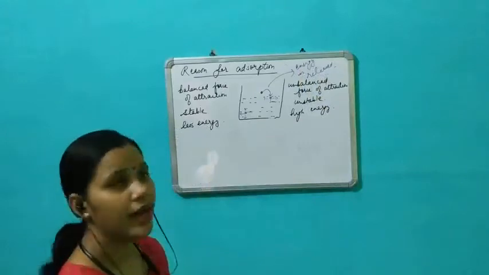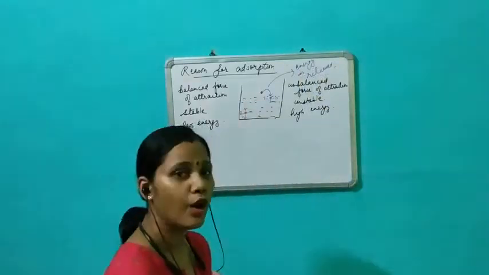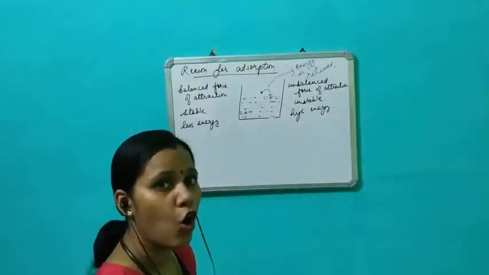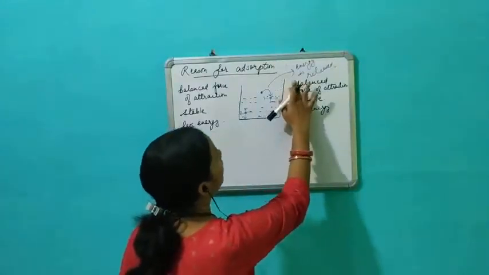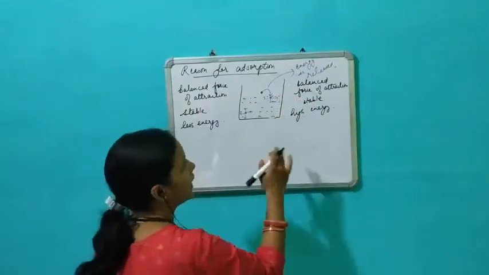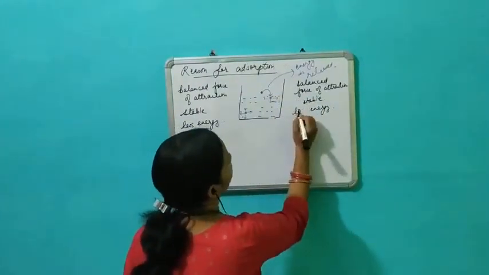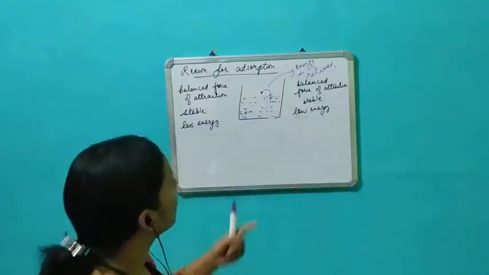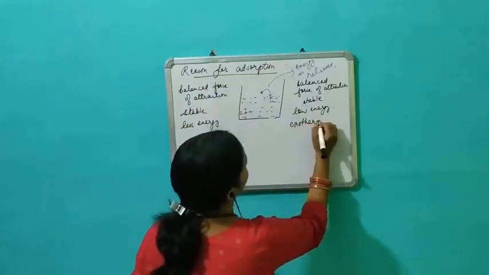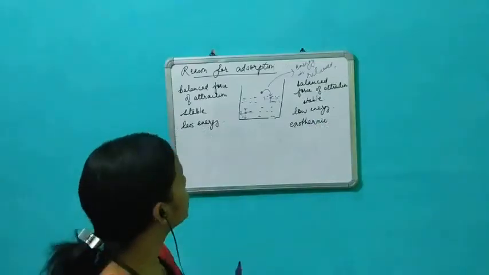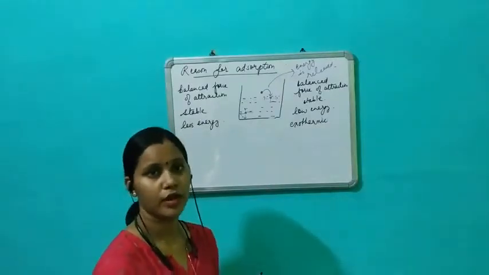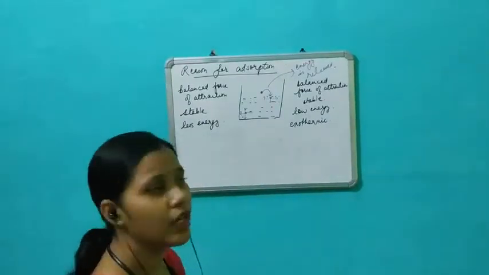Right. So now what will happen? If this molecule is absorbed by the other molecule, it will have forces of attraction from all the sides. Thus, now it will have balanced force of attraction. It will become stable. Now after gaining stability, it will have low energy. And one more thing, since energy is released, that is why it is an exothermic reaction. So we can say that adsorption is an exothermic process. So it is exothermic in nature.